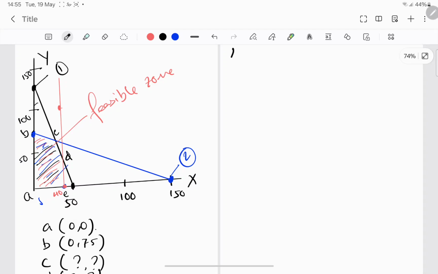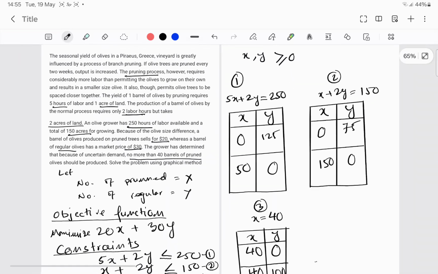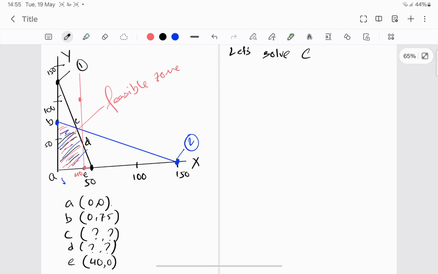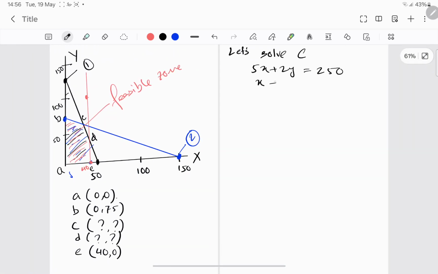Let's solve point C. How do we solve C? To solve C, we need to see what lines intersect at that point. So you see equation 1 and equation 2, these two lines intersect in C. That means if we solve equation 1 and equation 2, you will get our point C. What is equation 1? 5x plus 2y equal to 150, and x plus 2y equal 150.